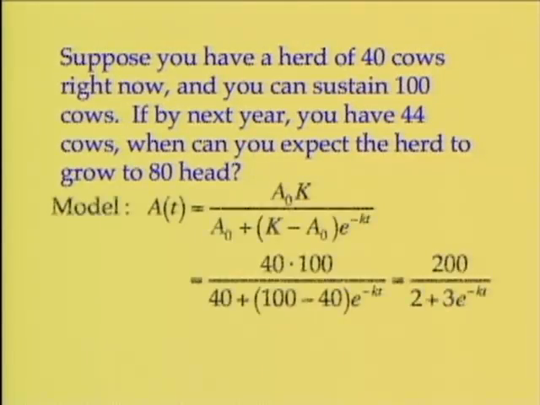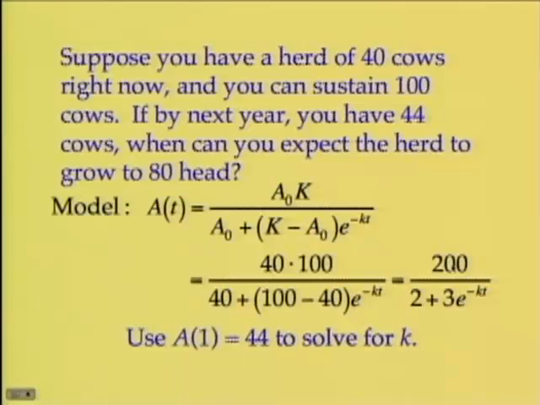So we're going to use this logistic equation to model the situation, and I'm going to plug in the values. My initial population is 40, so 40 would go there, 40 would go there, and 40 would go there. My carrying capacity is 100, so I'll put 100 there and 100 there. I don't know k yet, so this works out to this. I've simplified it a little bit. What you have to do is use that bit of information, I have 44 at the end of the year, to solve for k.